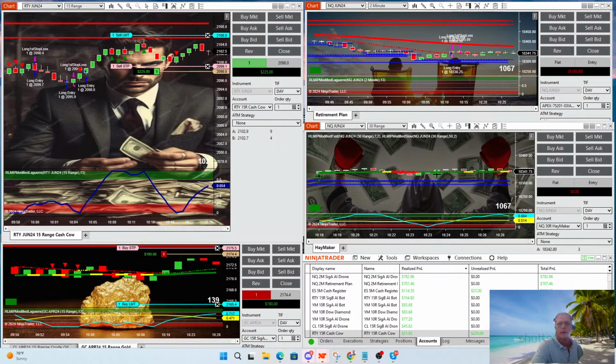Let me try it without the image and see if that's what's causing the RSI line to not come in. Yep, that's what it is. That's exactly what it is.